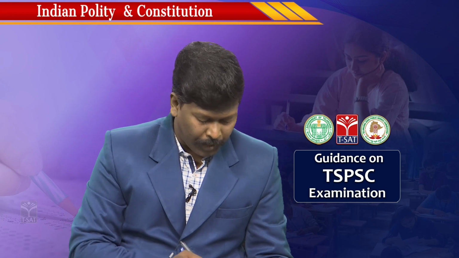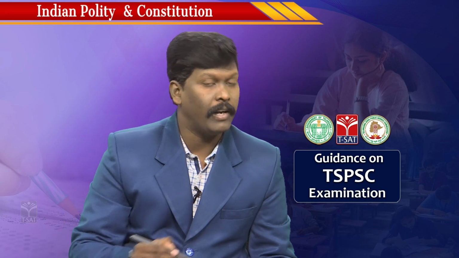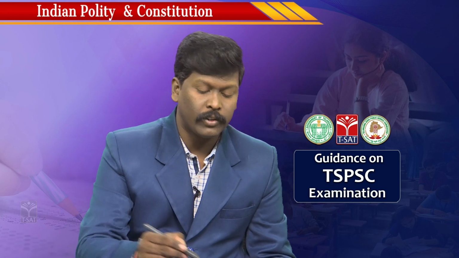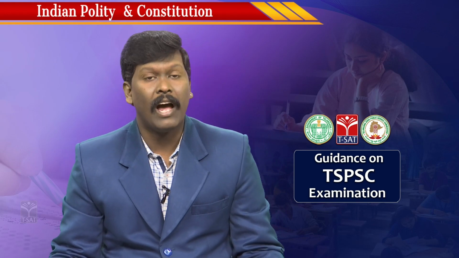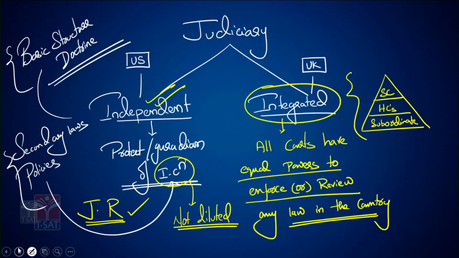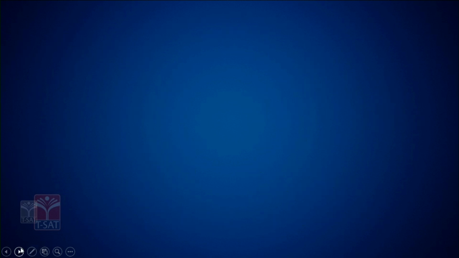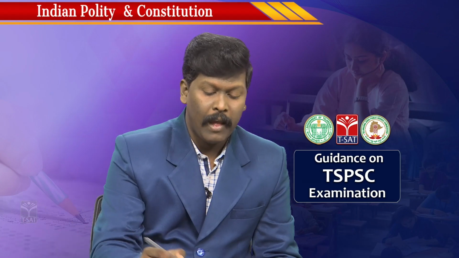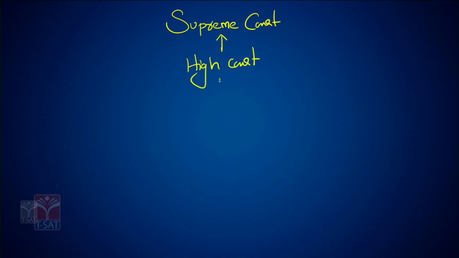So this is one part of the question we have completed. What is the second part of the question asked? That is your hierarchy of the Indian judiciary. What is the hierarchy of the Indian judicial system? At the top, we have something called the Supreme Court, right? And below the Supreme Court, we have the High Court. The High Court is at the state level, and below the High Court we have the subordinate court.